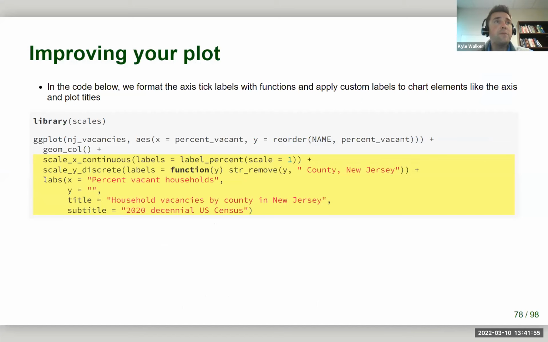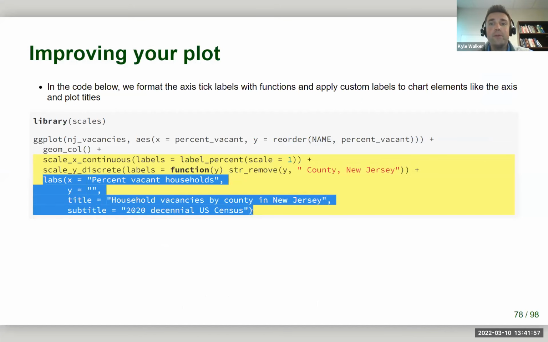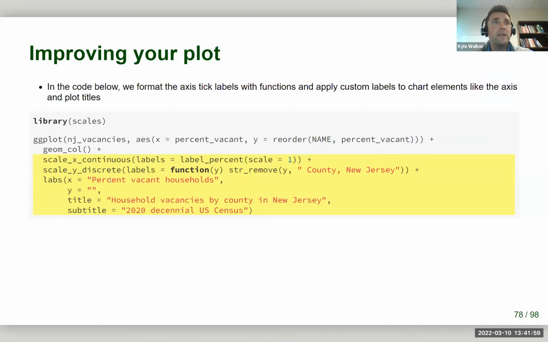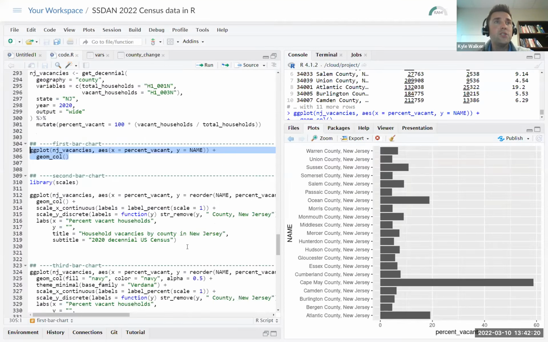I then use the labs function to label different chart elements. I want the x-axis title to be percent vacant households. I don't need a y-axis title because we already know that those are counties. I could put something in there if I wanted to, but I'm going to explain that in the title, household vacancies by county in New Jersey. And then I specify a subtitle, 2020 Decennial US Census. Let's try running that and watch how the plot changes.